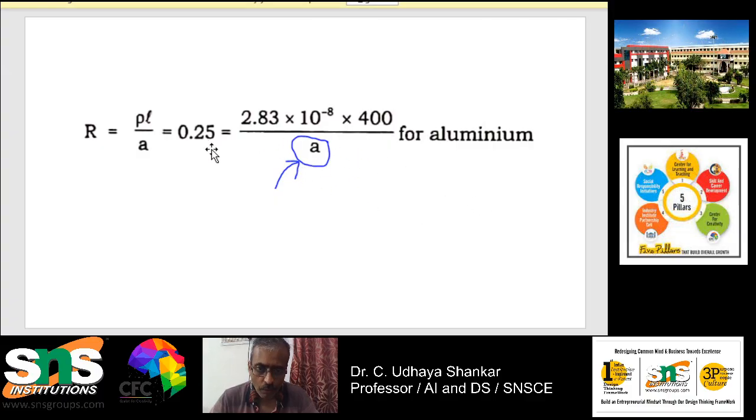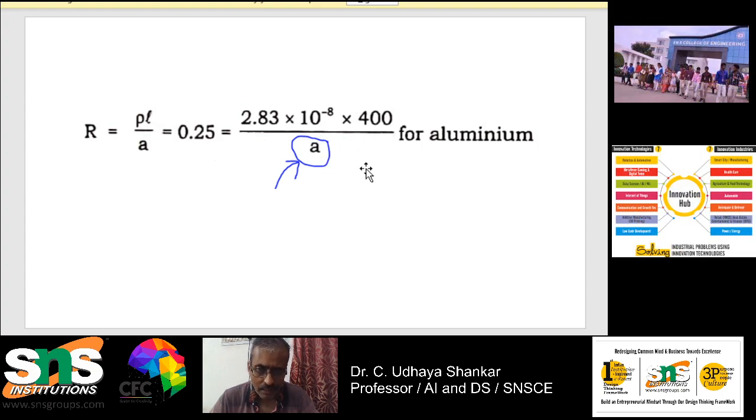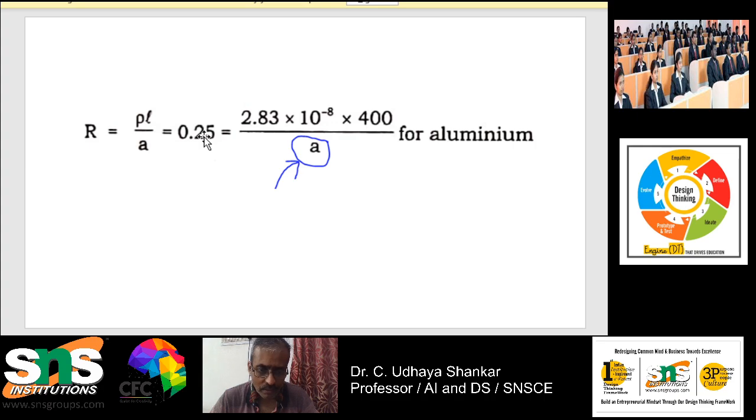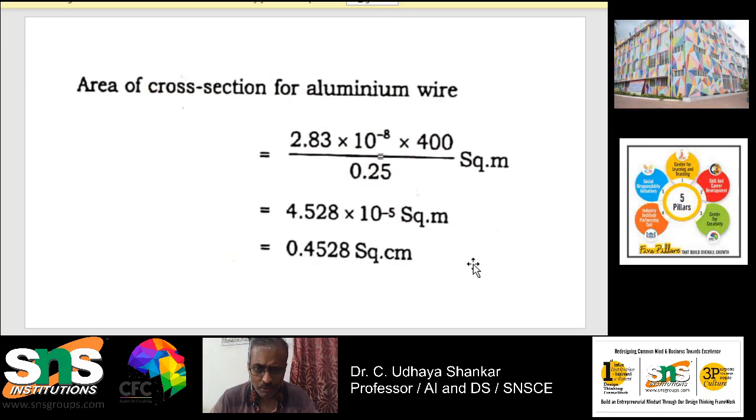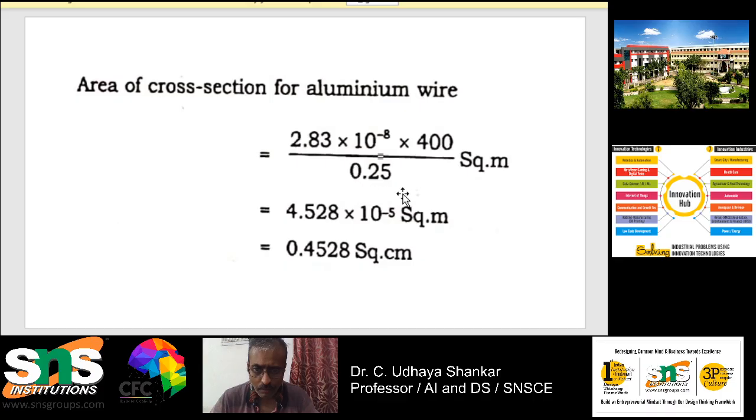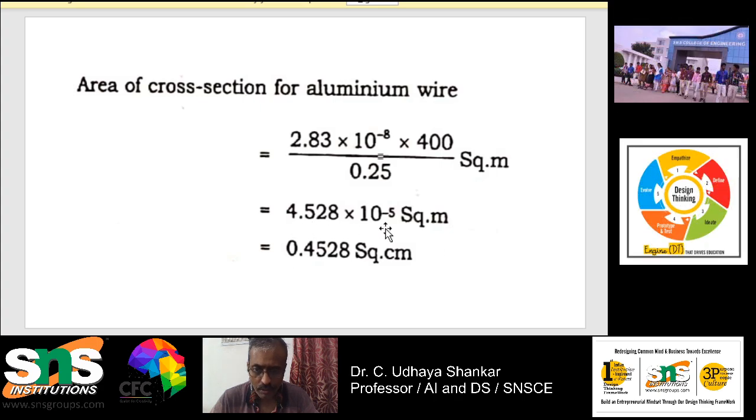So 0.25 equals 2.83 into 10 power minus 8 into 400 divided by A. You can interchange these two: 0.25 can be brought to the denominator and A to the left hand side, and we can find the area required to achieve the resistance of 0.25. So the area of cross section of the aluminum wire will be 2.83 into 10 power minus 8 into 400 divided by 0.25. After substituting, the value is 4.528 into 10 power minus 5 square meter.